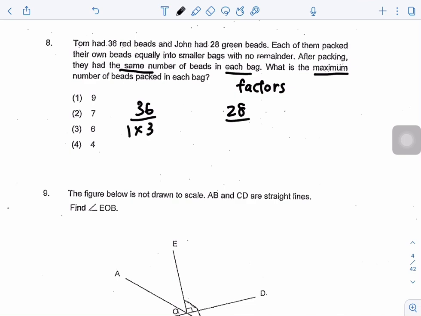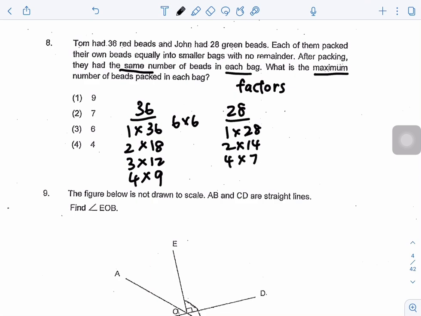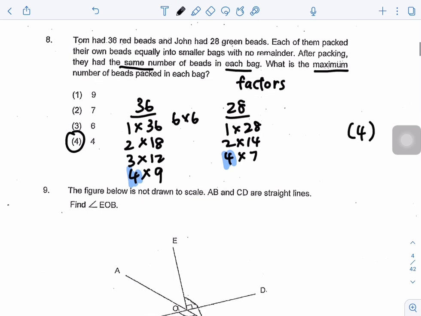Okay, 1 times 36, 2 times 18, 3 times 12, 4 times 9, 6 times 6. This is 1 times 28, 2 times 14, 3, 4, 5, 6. That's all. So which is their highest common factor? It's going to be 4. Okay, so the answer is 4. That's their highest common factor.